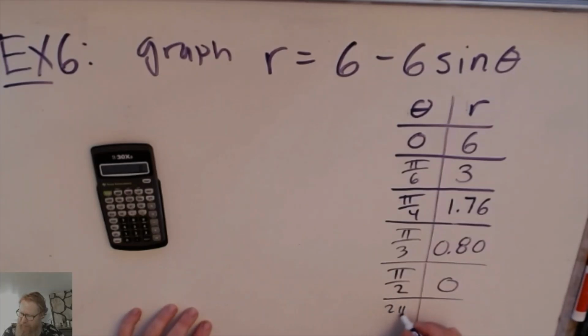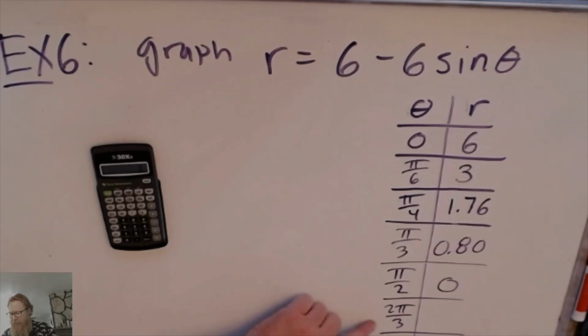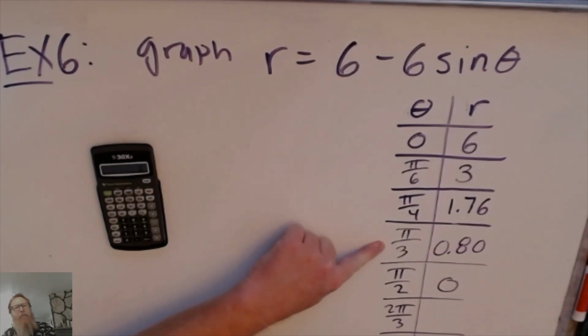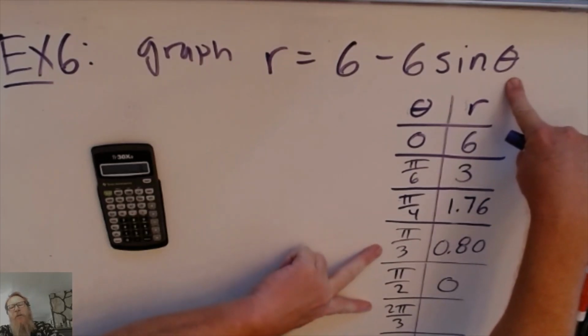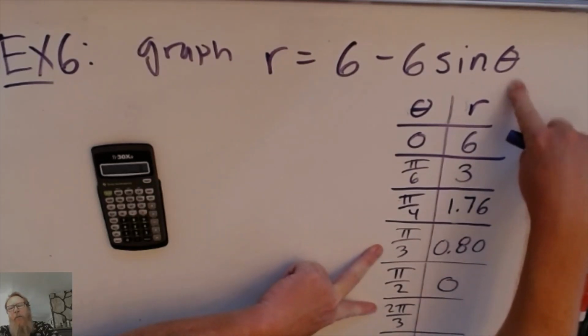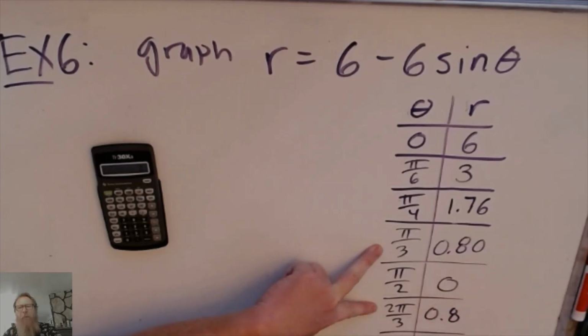All right, notice what's going to happen. 2 pi over 3 is going to be the same as pi over 3 because they have the same sine. So sine of 2 pi over 3 and sine of pi over 3 are both the same. So that's just going to be 0.8 again.